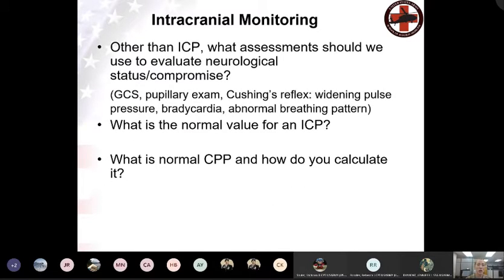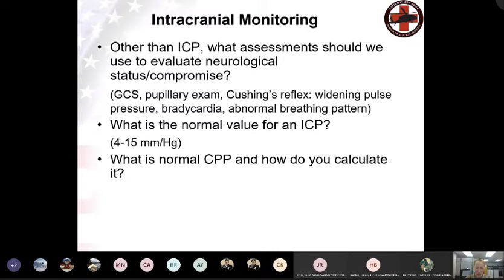Now, we've talked about these, the pupil exam, GCS, and Cushing's reflex. Let's see. Major Rose, can you tell me what the normal value is for an ICP? I'm going to phone a friend. Hillary Battles, help me out. It's going to be less than 15. Okay, so let's just put this up. We're looking at 4 to 15. We really start getting concerned when we start hitting numbers that look like 20 and 22, for sure.